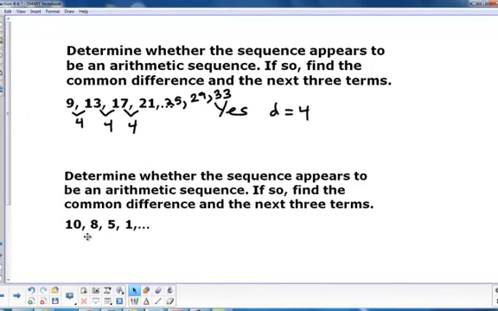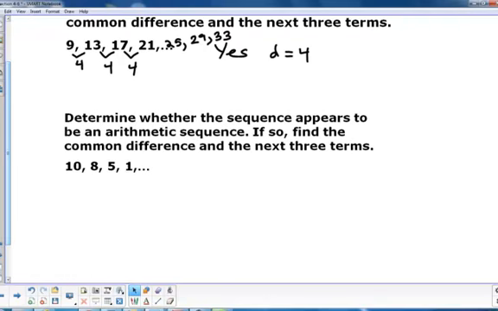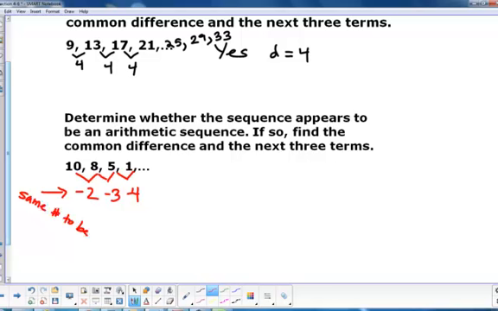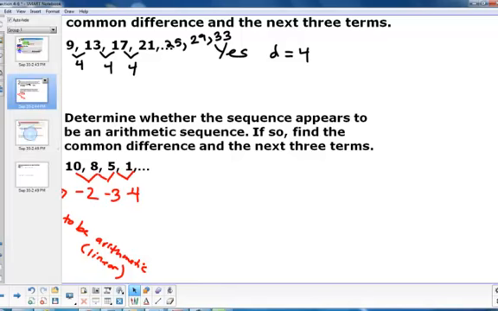All right, the next one. 10 to 8 is negative 2. 8 to 5 is negative 3. And 5 to 1 is negative 4. This is definitely a pattern, but it's not arithmetic. This has to be the same number to be arithmetic, which is another word for linear. We'll get to that pattern later this year, where the second difference is constant. Right now, let's just not worry about it.